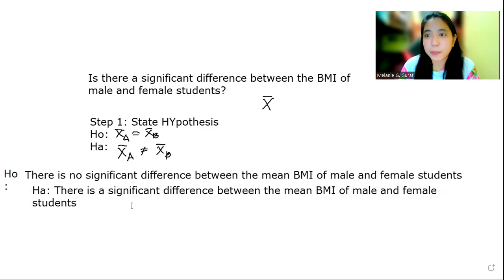Okay, so this is the problem that we want to answer. Is there a significant difference between the BMI of male and female students? We know that we have several inferential statistics that we can choose from. But in choosing the particular test that we need to use, we have to consider the objective of the study and the nature of the data. Is it normally distributed or not? Is it at least interval or not?